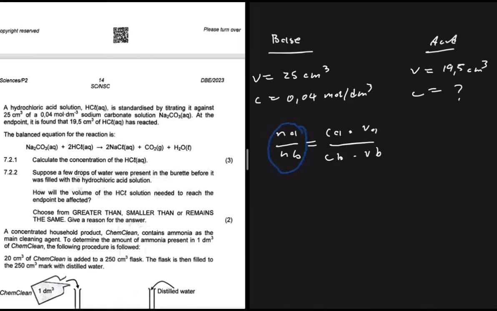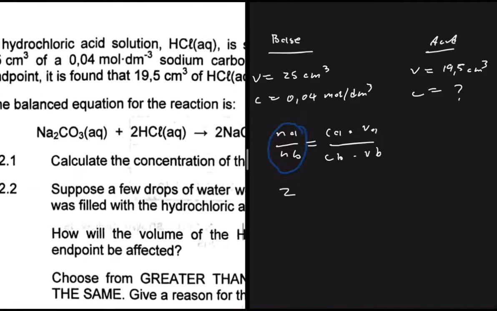So what is the balancing ratio of the acid? We have 2. We can see it right here, and that of the base we have 1. It equals the concentration of the acid, that's what we're interested in. The volume is 19.5, divided by the concentration of the base 0.04 multiplied by the volume, which is 25. Now you might be asking yourself, why are we using centimeter cube and not decimeter cube?